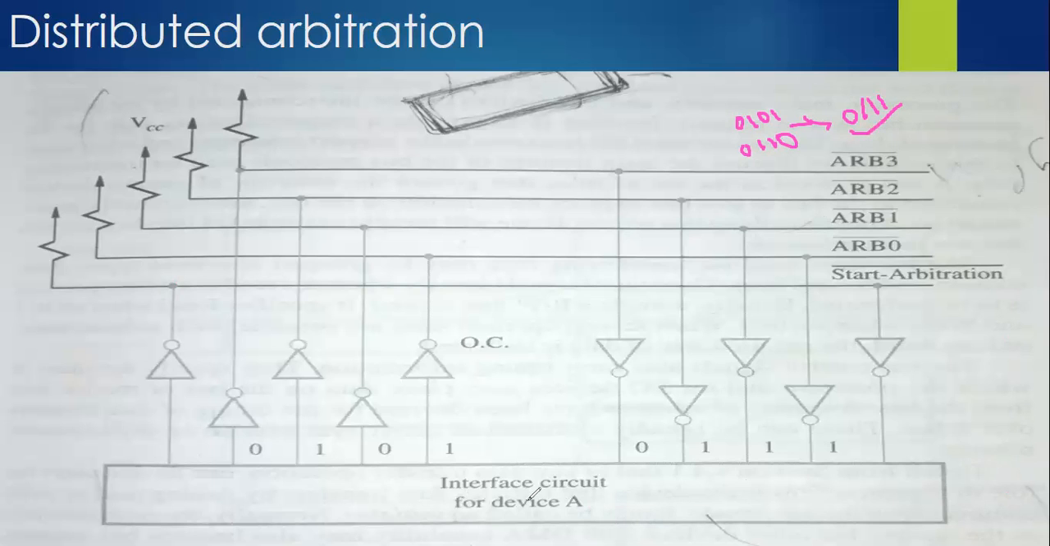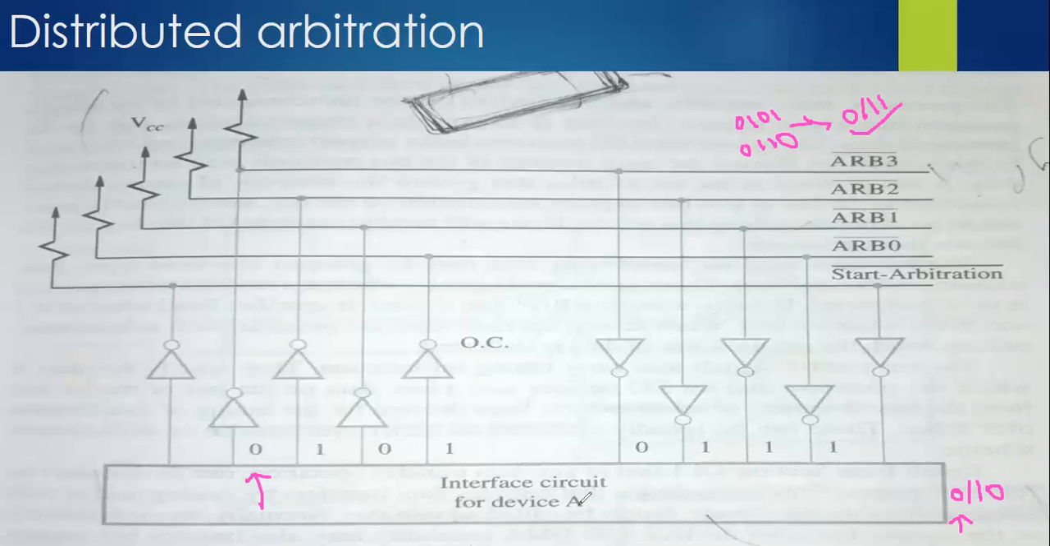So now, the device address of A is what? 0, 1, 0, 1. The address of B will be 0, 1, 1, 0. From the most significant bit, we need to compare. This is the most significant bit we need to compare. This is the value we got after the OR operation.